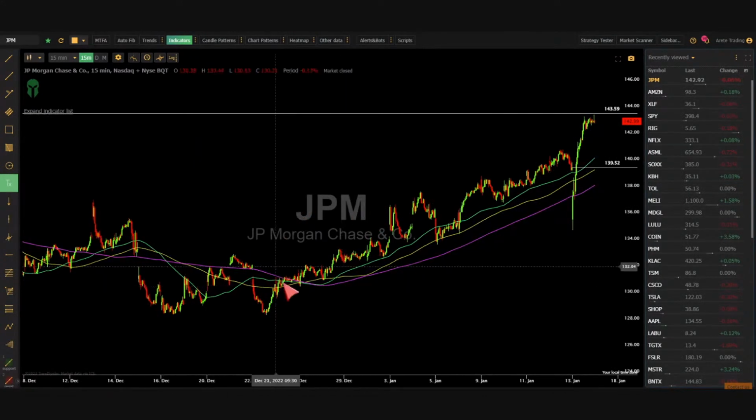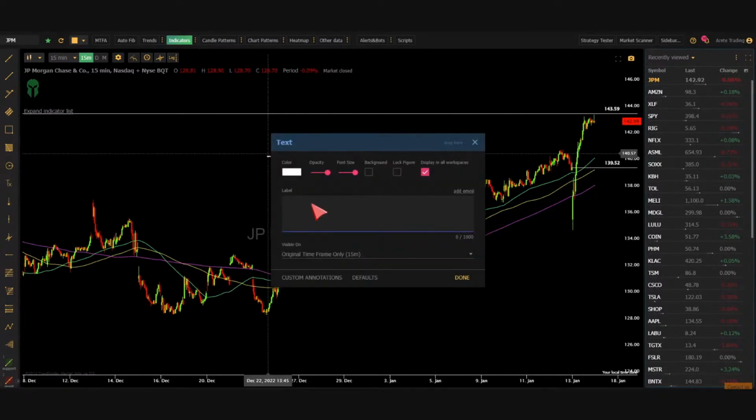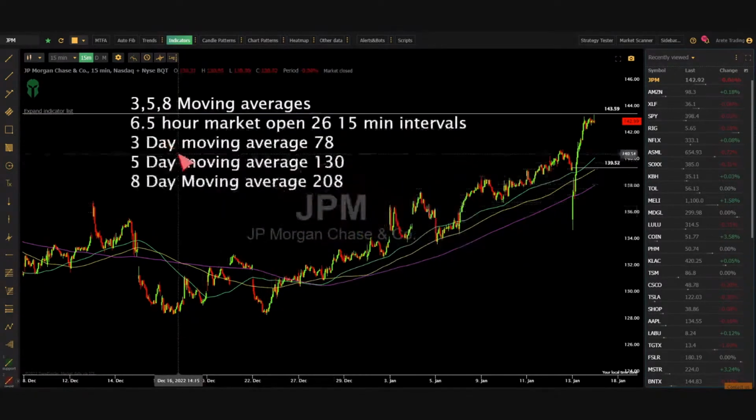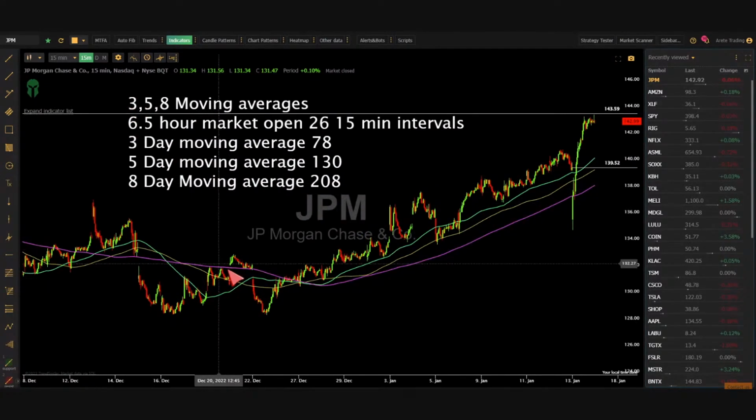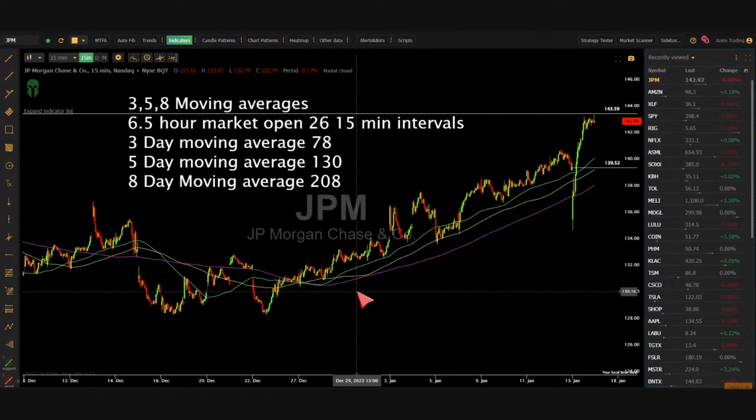But here's what I'm saying, right? We're constantly trying to figure out how to get edge. And the one way to get edge is to just understand what it is that we're looking for and then just try and get ahead of everybody. So these moving averages on here, there are 6.5 hours in a market open. Out of that 6.5 hours, there are 26 15-minute intervals, okay?